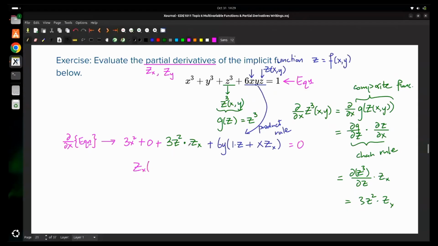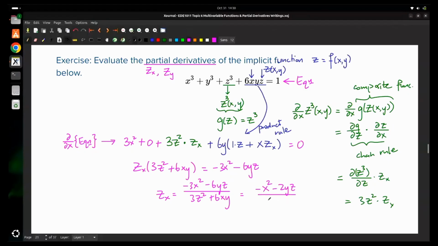Then you can see that z sub x, you have 3z squared. Then this one is 6y times x times z sub x, so that means you plus 6xy. Then you throw the remaining terms on the right hand side. So you get a minus 3x squared, and there's a 6yz here, so you minus 6yz. Then z sub x is just this, minus 3x squared minus 6yz, divided by this, which is 3z squared plus 6xy. Then of course you can see that the common factor is 3. So you get minus x squared minus 2yz divided by z squared plus 2xy. So this is the answer for z sub x.